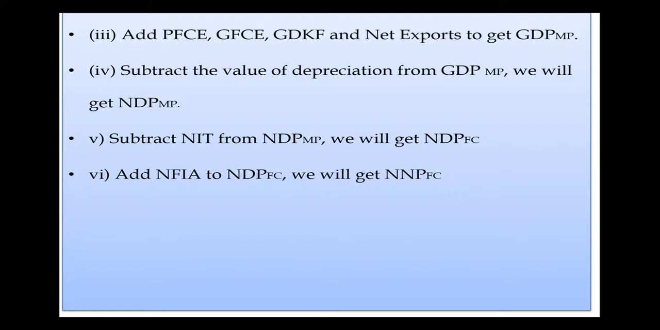Then for getting NDP at market price, we need to subtract the depreciation from GDP at market price. Then subtract NIT from NDP at market price. We will get NDP at factor cost, and in the last we will add NFIA to NDP at factor cost. We will get NNP at factor cost. This NNP at factor cost is known as national income. In this way we will measure the national income with the expenditure method by following these steps.